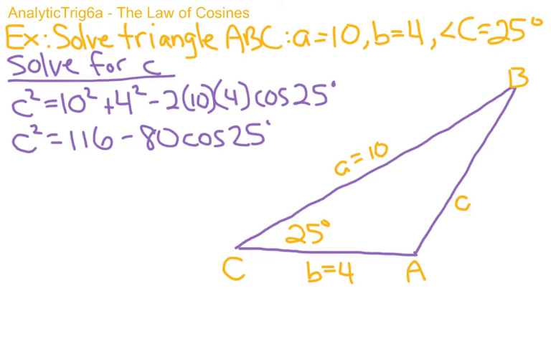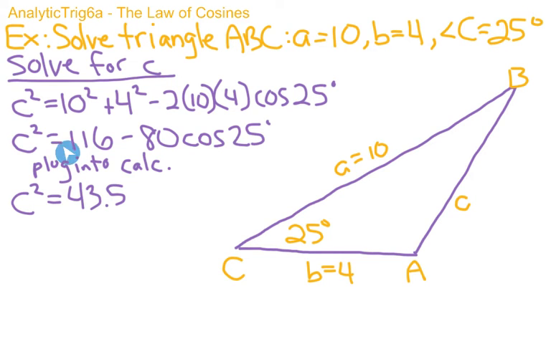So notice I didn't combine that, 116 and 80. So 116 minus 80 cosine 25. Okay, I could have taken a step in between there, 100 and 16 and so forth. So at this point, because we're dealing with cosine 25, which is not a special angle, right to the calculator. One line in the calculator using degree mode gives us a C squared value of 43.5. So what I'd like you to do now, if you have your calculator handy, is actually punch that into the calculator, 116 minus 80 cosine 25.